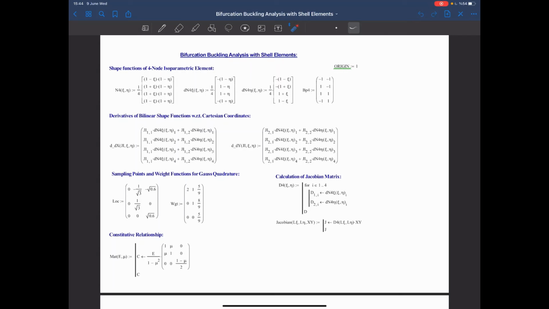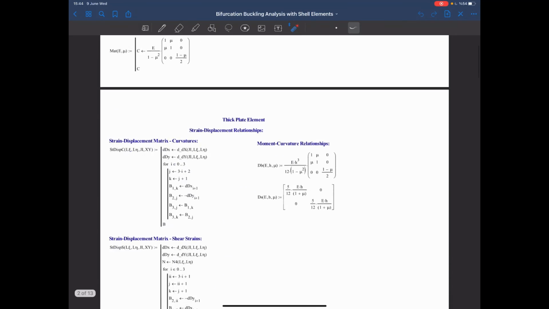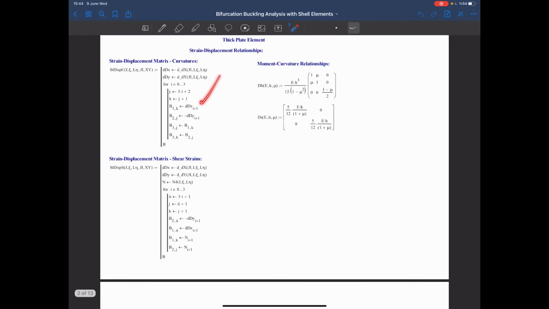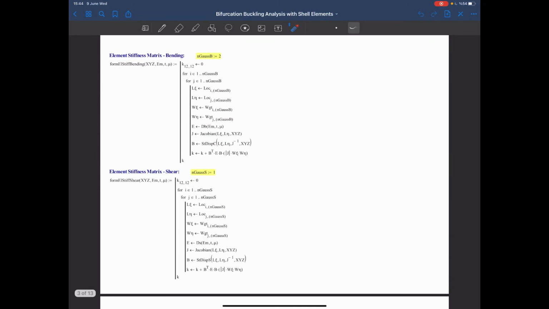Okay, now alright, so this part is exactly the same, there is no difference. These are the bilinear shape functions, integration with respect to the Cartesian coordinate systems. So for the thick plate element, this calculates the B matrix. For the bending, this calculates the B matrix. For the shears, we have the moment curvature and the shear relationships. So for the bending, I'm using 2-point integration. I obtain the stiffness matrix for bending, and for the shear it is single point integration to eliminate the shear locking and obtain the stiffness matrix for shear.